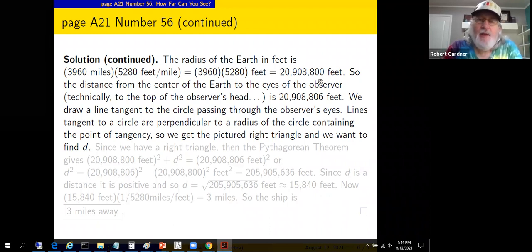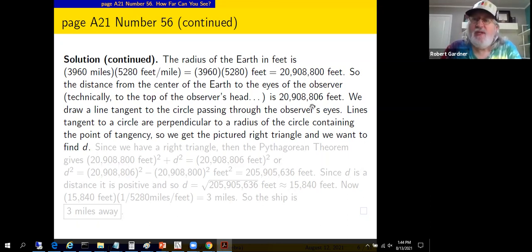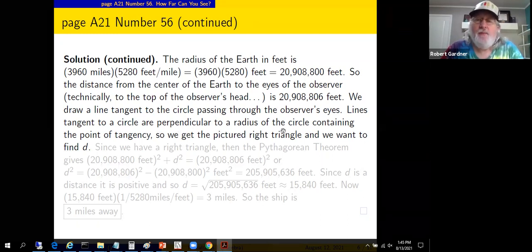So this is what we had for the radius of the Earth in the picture on the previous slide. The observer is 6 feet tall. So we'll say the observer's eyes are 6 feet off the ground. That's the top of the observer's head and not exactly where his eyes are, but let's make that reasonable approximation. And so we'll get 20,908,806. So there's the height of the observer. And this gives us the picture we saw on the previous slide. We made the comment, lines tangent to a circle are perpendicular to the radius of the circle, and that's what gave us the right triangle.